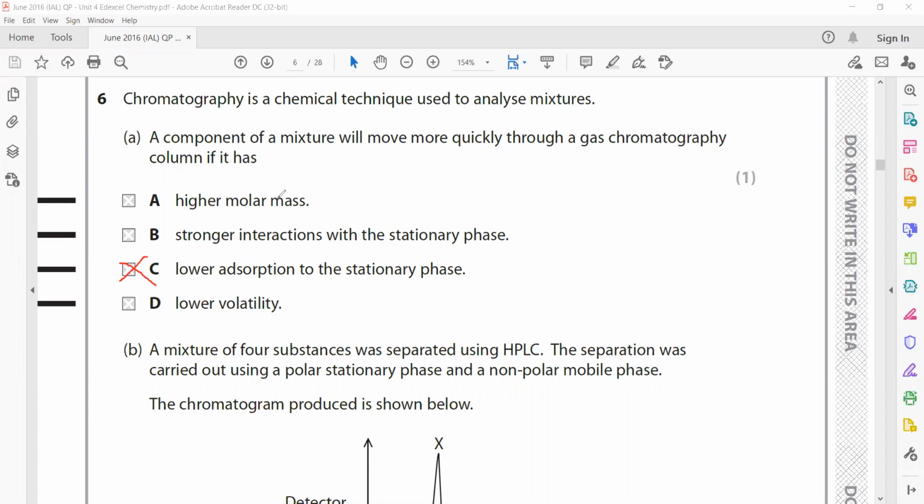If it has a high molecular mass, it will move slower. If it has a strong attraction to the stationary phase, again it will move slower and it will have a lower volatility. It cannot be easily vaporized. It means it will have a higher molecular mass, which reduces its mobility.